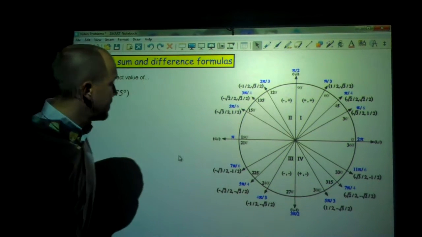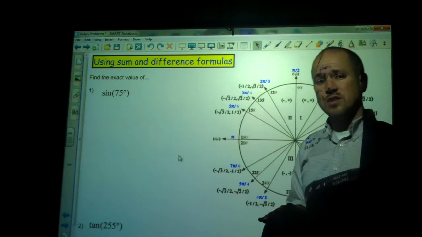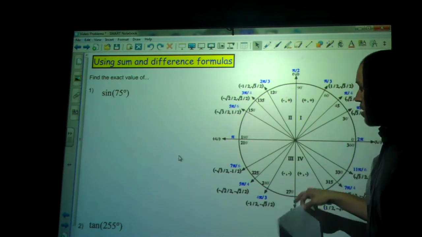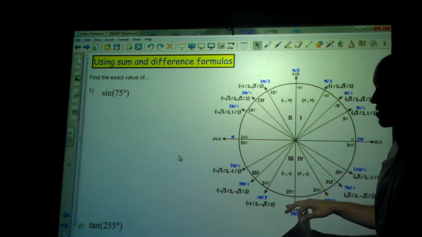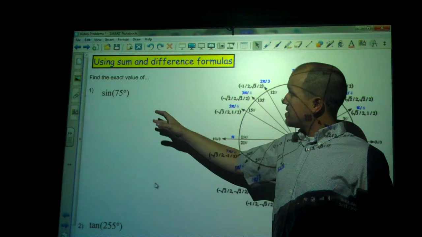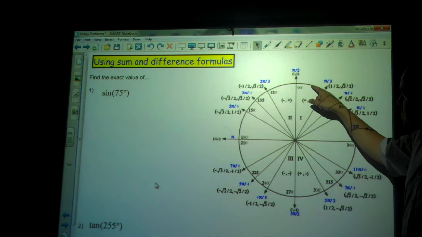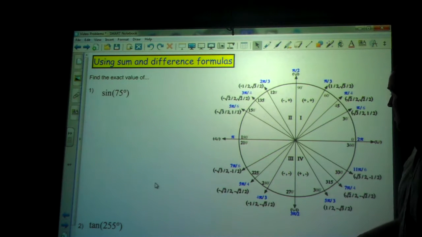Hey guys, this video is about finding sine, cosine, and tangent of angles that aren't on our normal trig circle. So the first one here, we're going to do a sine and a tangent one. The sine of 75 degrees. 75 degrees is not on our trig circle. It's right in between 60 and 90.